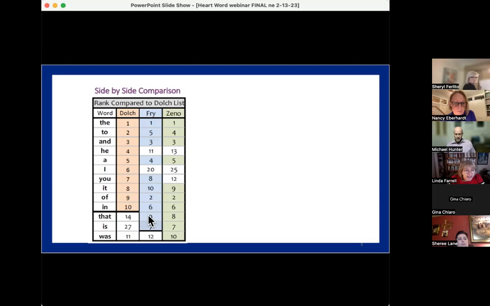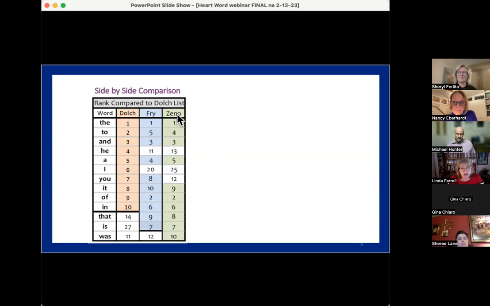Fry, if you want to get to those 10 words, 2 of the Dolch words are not on the Fry list. Can you see he is 11 on Fry and I is 20. So they're on the Fry list, but not in the top 10. So only 2 words differ. Now, if we come down and we look at that, which is number 9, it's number 14 on the Dolch list. And if we look at is, which is number 7 on the Fry list, it's 27 on the Dolch list. Now let's go to the Zeno list.